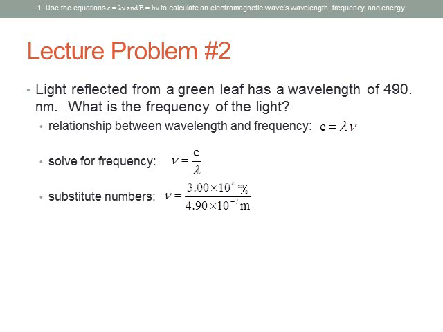Now I can substitute in the numbers. We have 3 times 10 to the 8th meters per second for the speed of light. And then notice here, we have to convert our units into meters.